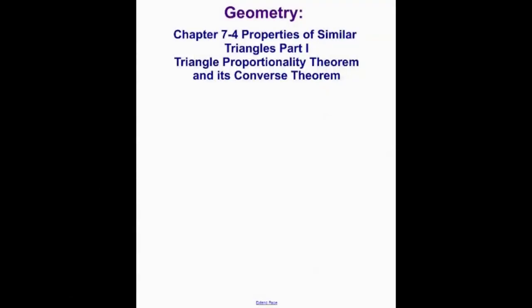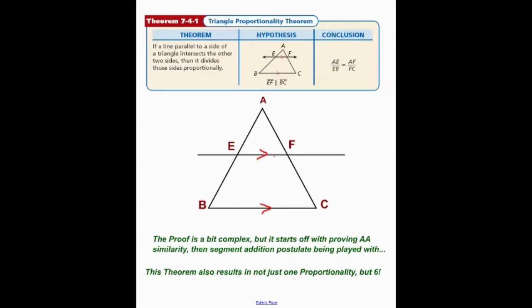We're now going to look at Chapter 7-4, Properties of Similar Triangles, and I'm going to split this up into two parts because it can get quite interesting. First, we're going to look at the triangle proportionality theorem and its converse. So let's go ahead and take a look at that.